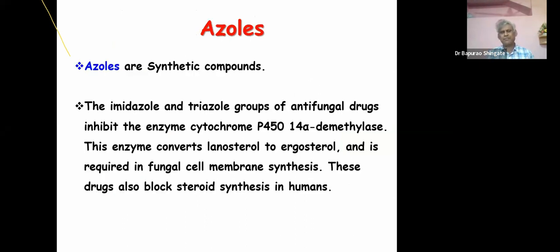See, as I have told about the azoles, that is fluconazole, itraconazole, miconazole, these azoles are synthetic compounds. They are not naturally occurring compounds. There are two types of azoles. One is imidazole based or triazole based group of antifungal drugs, which inhibits the enzyme cytochrome P450 14 alpha demethylase. And this particular enzyme converts lanosterol to ergosterol and is required in fungal cell membrane synthesis. And these drugs also block steroid synthesis in humans.